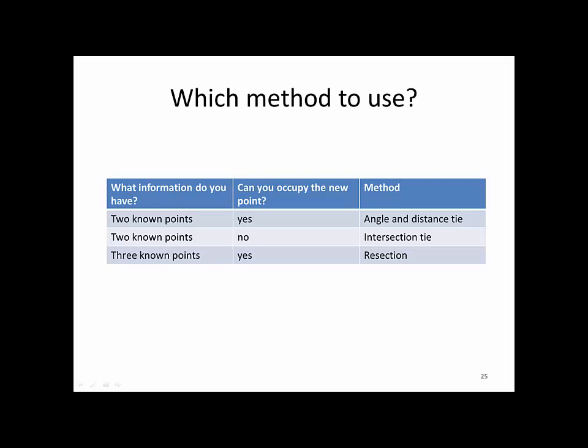You should now be able to do all the exercises in exercise sheet 3. When you're faced with the questions, have a look and see what information you've got. If you've got two known points and you know that you can take measurements from the new point, then you can use the angle and distance method. If you can't occupy the new point, you can use the intersection method, and if you've got three known points and you can occupy the new point you're trying to find, you can use the resection method. If you get stuck, the best thing to do is plot out the information, plot out where your known points are, and have a think about how all the points relate to each other, and that will normally lead you to the method or solution that you need.